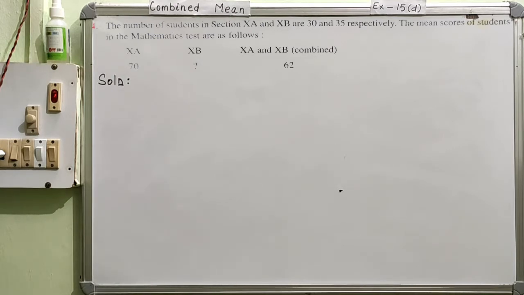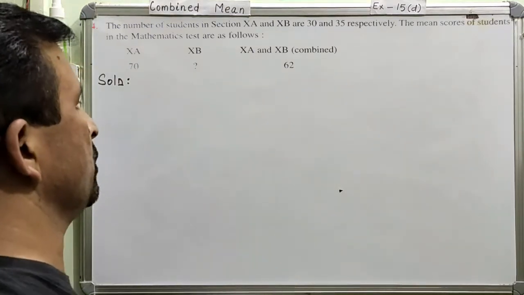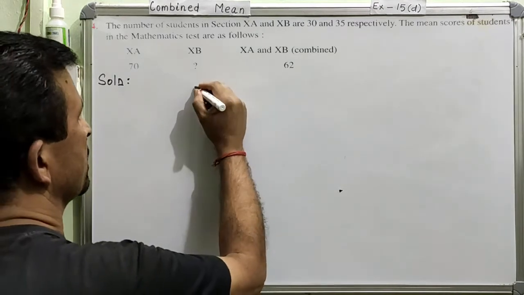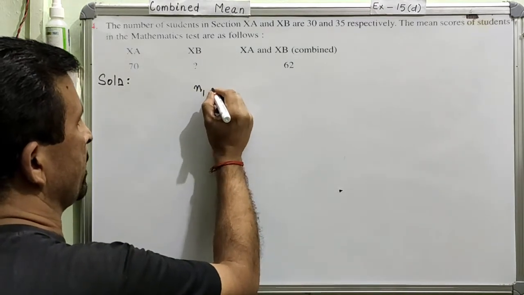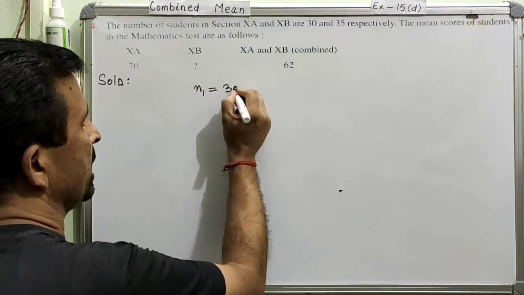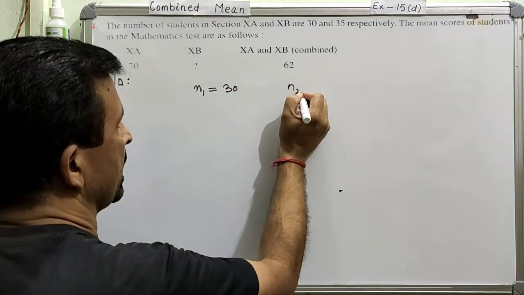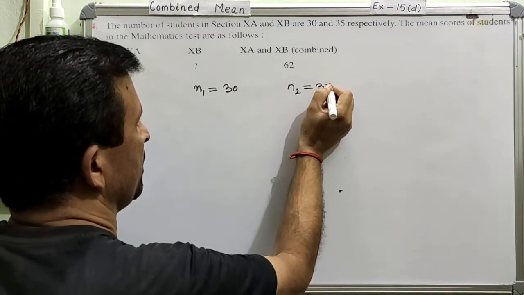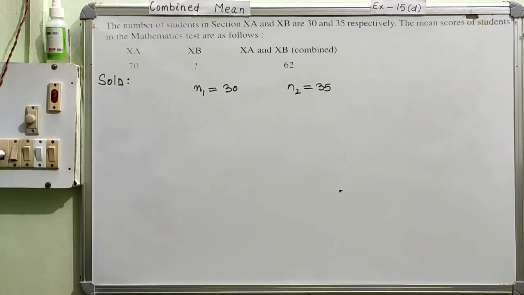In question number 4, the number of students in class 10A and 10B are 30 and 35. That means here we have the value of N1 and N2. So let us write down. Let us gather the information. N1 is 30 and N2 is 35. Right? Now, next what?